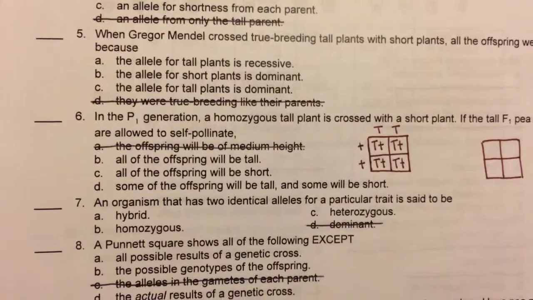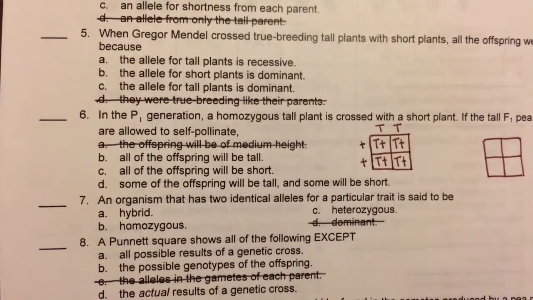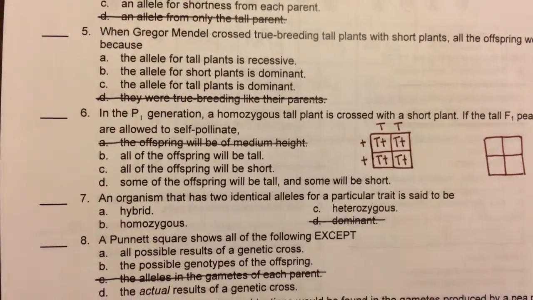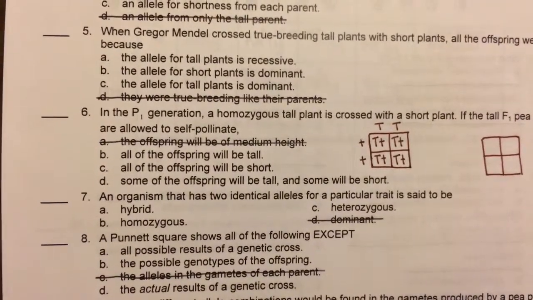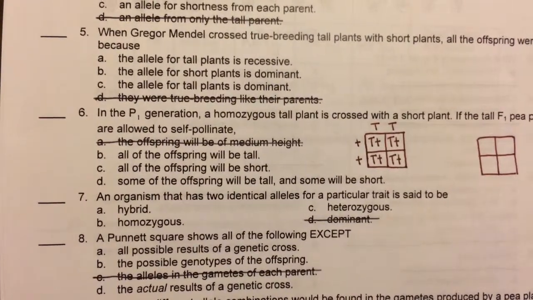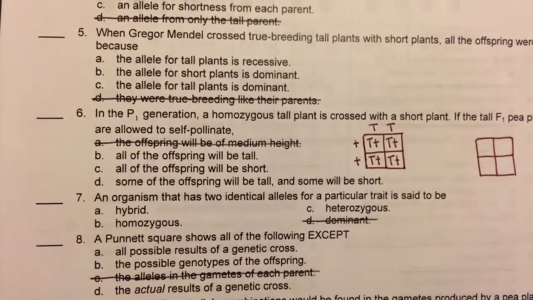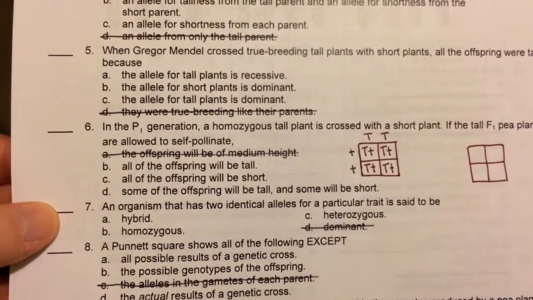Number 7, an organism that has 2 identical alleles for a particular trait is said to be A, hybrid, B, homozygous, or C, heterozygous. So if they have 2 of the same alleles.